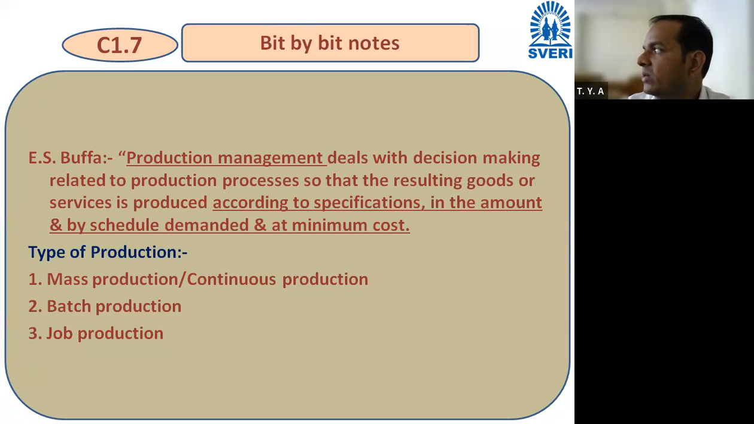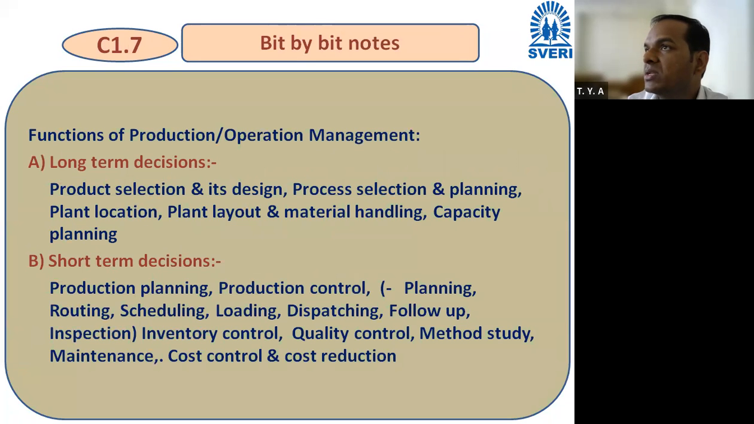So this was the meaning we discussed in the previous lecture related to production management. So what is production management? It is a decision making process. In that, products or goods and services are produced according to the specification, according to the amount, scheduled demand and minimum cost. So that was the discussion we made. So this was one more definition.